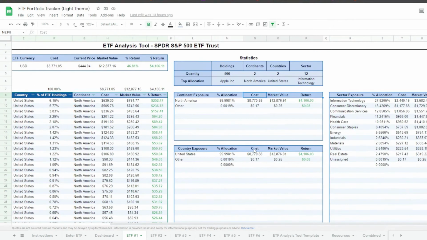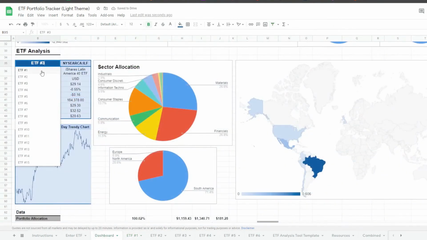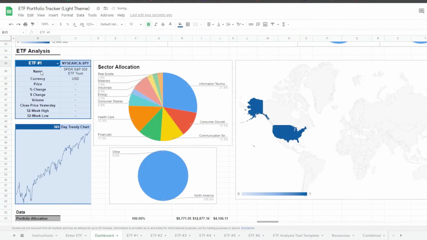With this information, we can get creative with the data by visualizing the sector and region allocation based on the ETF. The SPY ETF is only US focused, so you can see the tracker is showing us full allocation to the US.